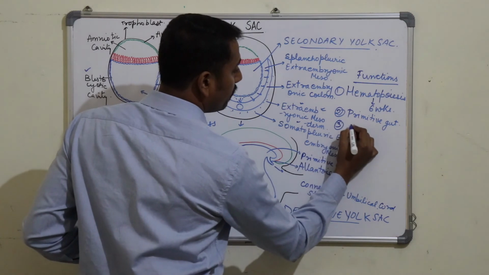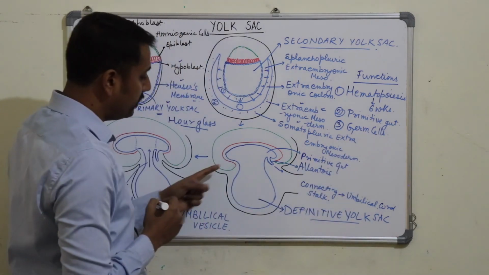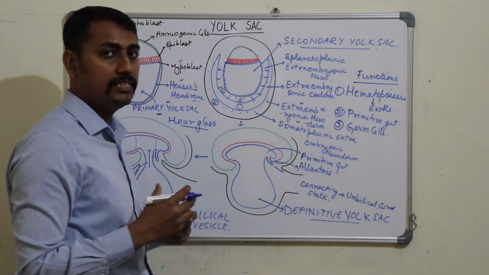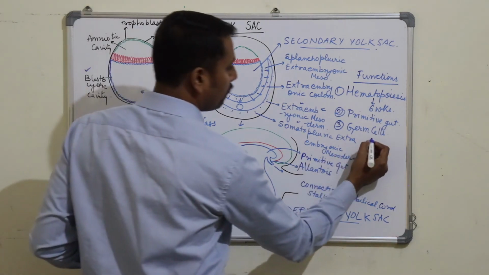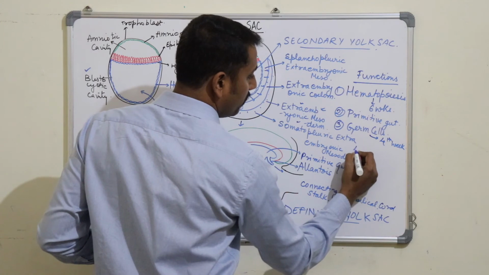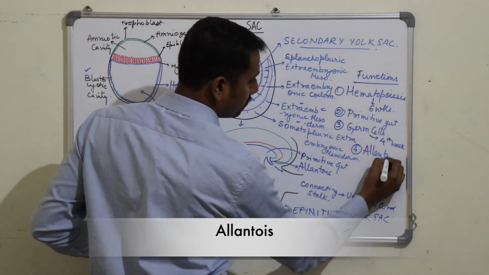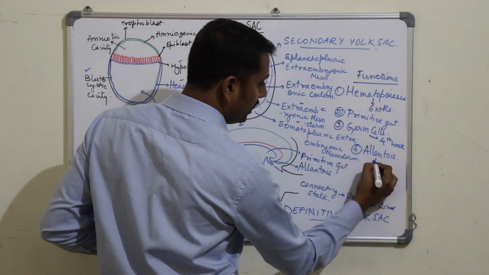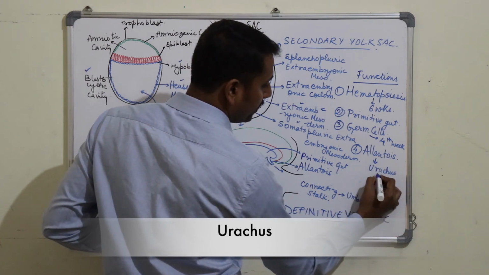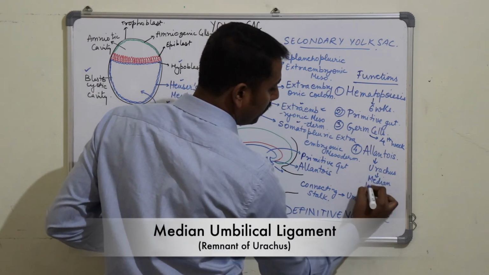Third is the formation of germ cells. Germ cells are formed in the wall of the yolk sac. Then they migrate to the developing gonads, that is testes and ovaries, in the 4th week of development. Fourth point is the allantois. And the allantois will later on form the urachus, and the remnant of the urachus in the adults is the median umbilical ligament.